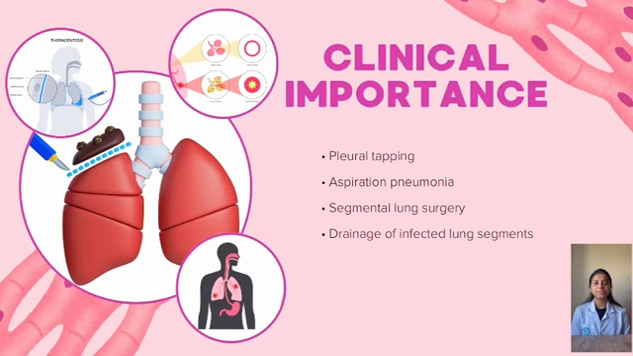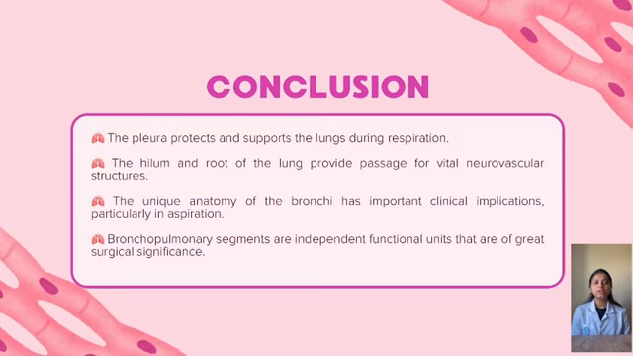Conclusion. In conclusion, the lungs and pleura are highly specialized anatomical structures that play a vital role in respiration and have immense clinical importance. A proper understanding of the pleura, root of the lungs, and bronchopulmonary segments forms the foundation for the study and treatment of many respiratory disorders.